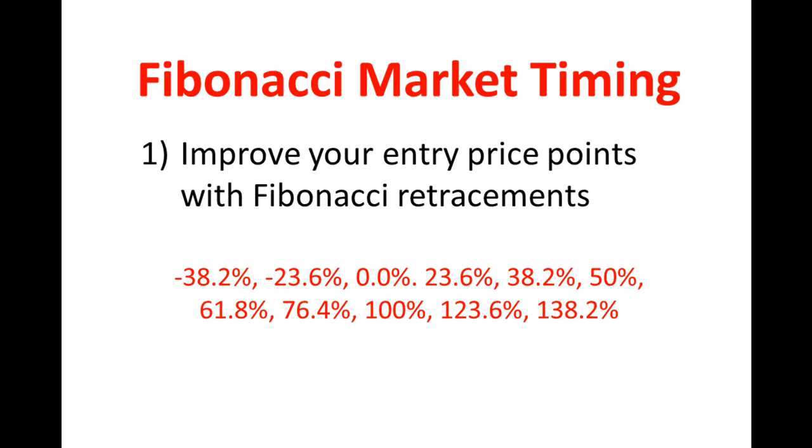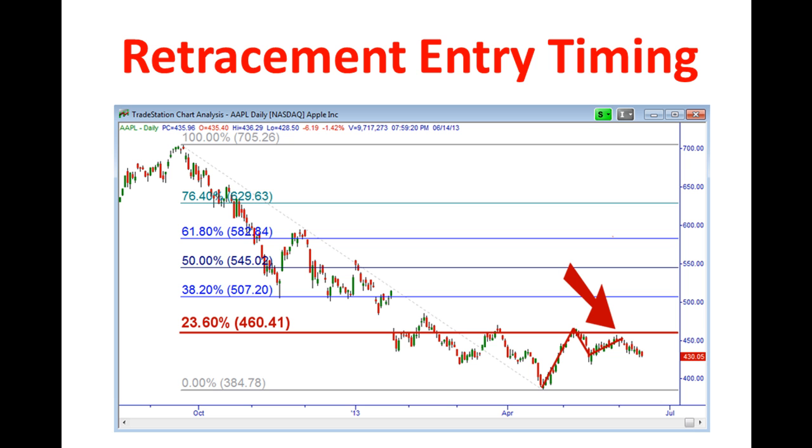One of the first strategies that I shared with you in video 1 was how to use Fibonacci to improve your entry price points using Fibonacci retracements. These are levels such as the negative 38.2% level, negative 23.6% level, and of course, the most popular one is going to be that 38.2% retracement. Instead of going back and showing you the examples that we already reviewed though, I'm going to show you some new ones using these same techniques.